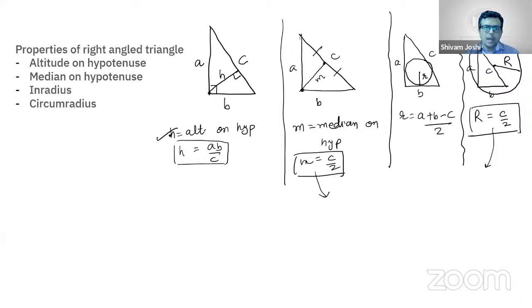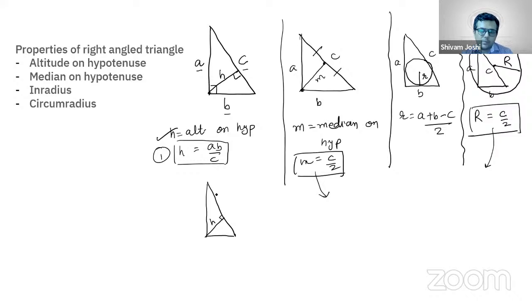For altitude on hypotenuse, this is one formula. Correct. There will be another scenario of it, something like this. H is required. This time A, B, C were given to me. Correct. So I could use AB upon C.